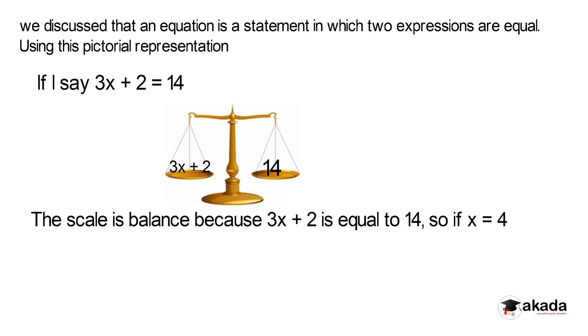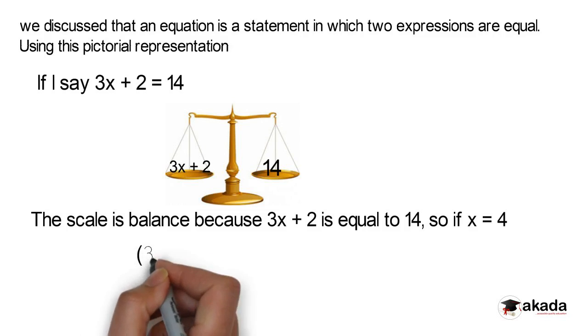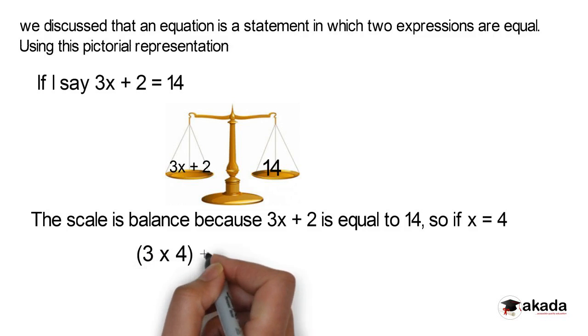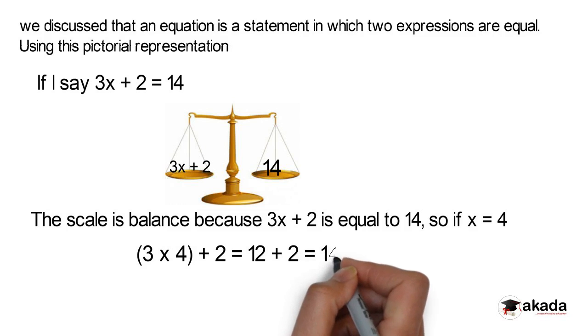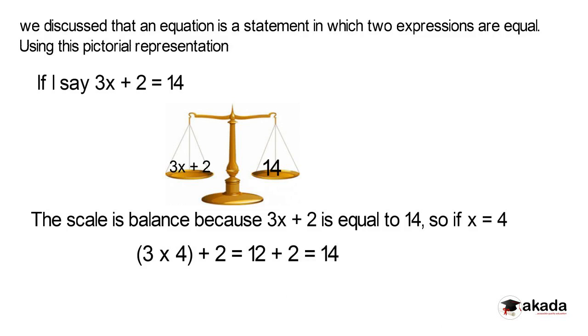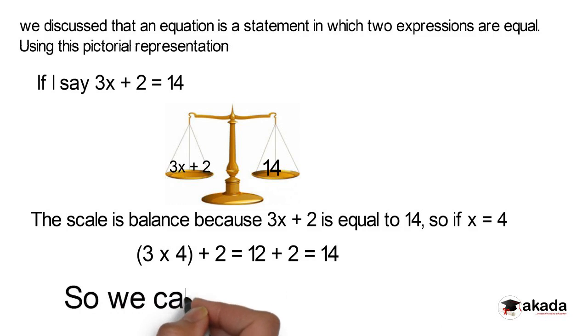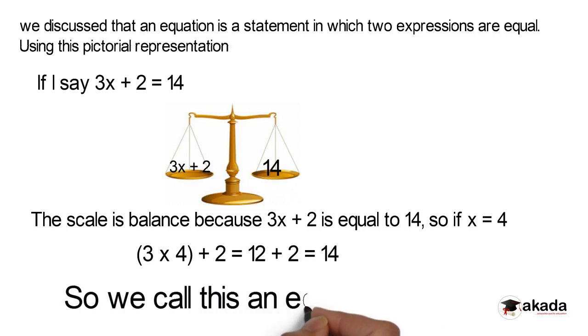So if I have x equals 4, substitute 4 into the equation now. So I have 3 times 4 plus 2, which is equal to 12 plus 2, which is equal to 14. Can you see 3x plus 2 is also 14? So it is very, very balanced. So we call this an equation.